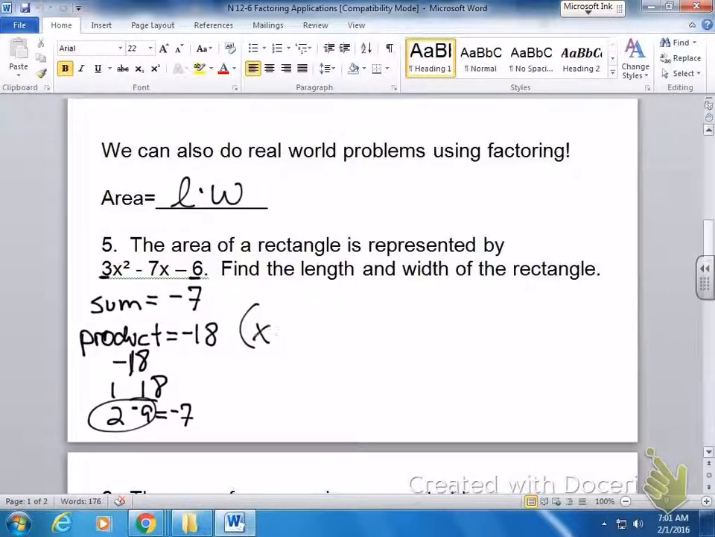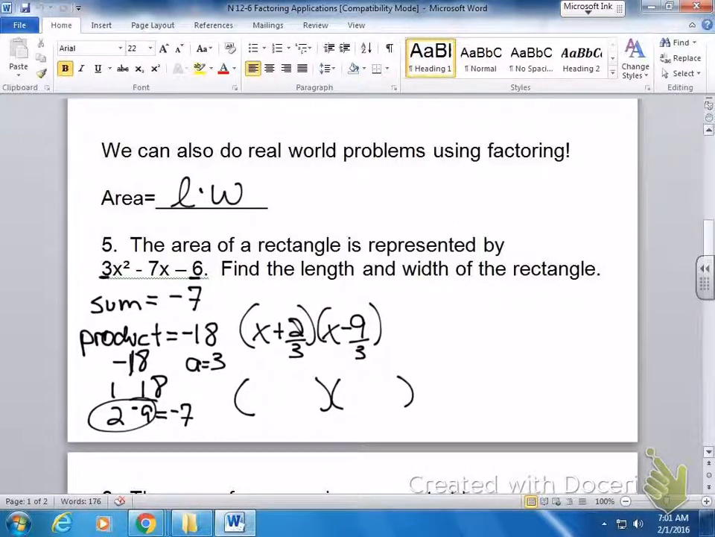So open up my parentheses. x is our variable. I have plus 2 and minus 9. Now, those could be in a different order. It doesn't matter which is first. But I have to do my division, and this time I notice that my a is 3. So I'm going to divide both sides by 3.